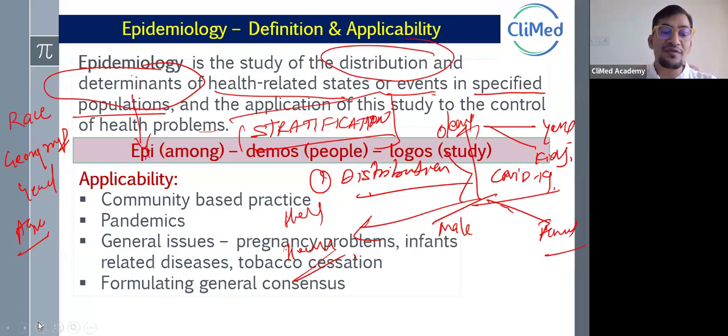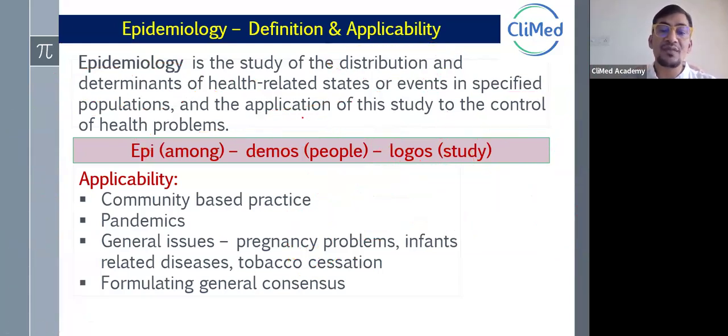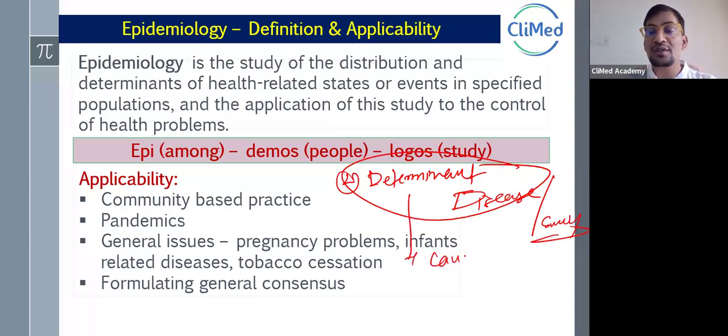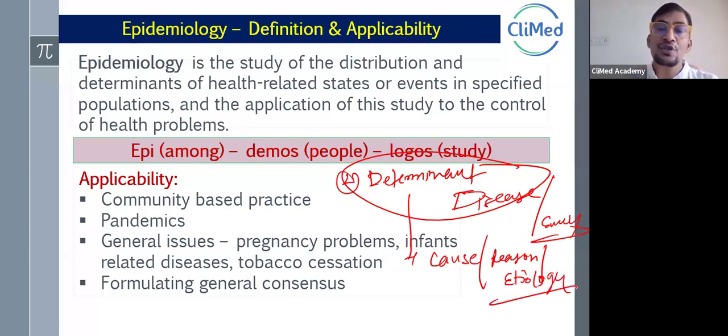Determinants is one of the major factors, guys, because without determinant, there will be no disease or no event. Determinant means the cause or the reason. Or if you talk in pharmacy and medical language, etiology. Etiology, right? So determinant means we are talking about, now look at the complete definition of epidemiology.